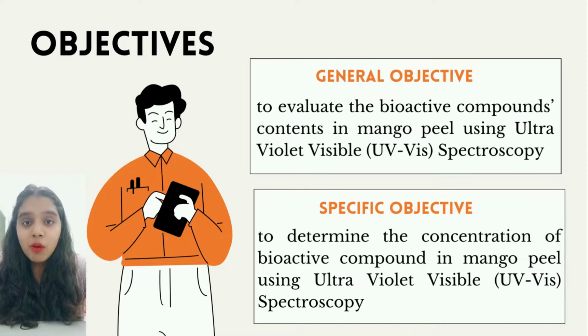So the general objective of this research is to evaluate the bioactive compound contents in the mango peel using ultraviolet visible spectroscopy. And the specific objective is to determine the concentration of bioactive compounds in the mango peel using the ultraviolet visible spectroscopy.